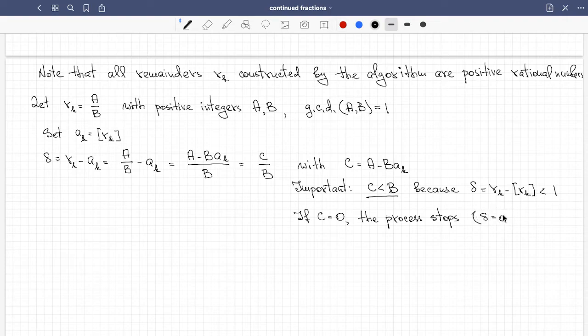If C is 0, the process stops. If delta is not 0, we can flip it and produce the next remainder, r q plus 1. And we prove that it stops. If C is 0, we don't have anything to prove. The process stopped. C is not 0, the process continues. 1 over delta, which is B over C.